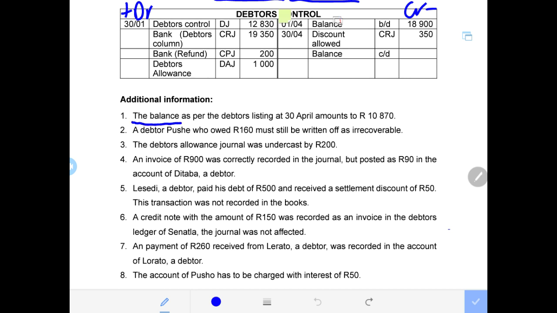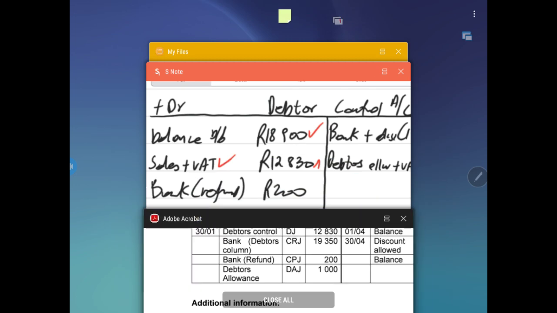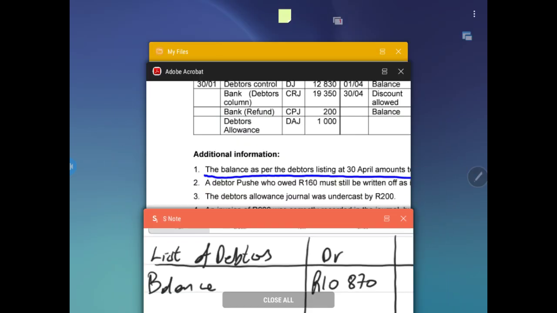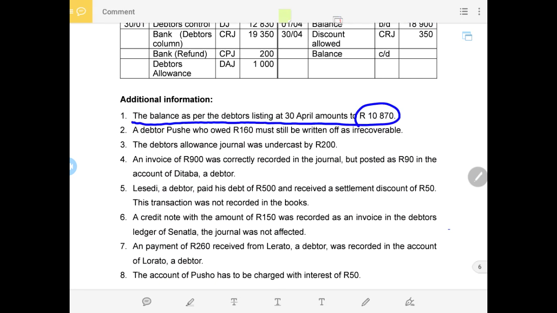The balance as per debtors list at the end of the month is 10,870. So now we just write the debtors list balance on the debit side, 10,870. The opening balance of an asset is on the debit side. Not sometimes, but always. If it's an asset, its opening balance is on the debit side.